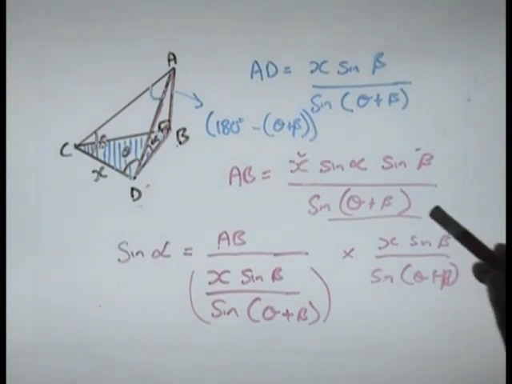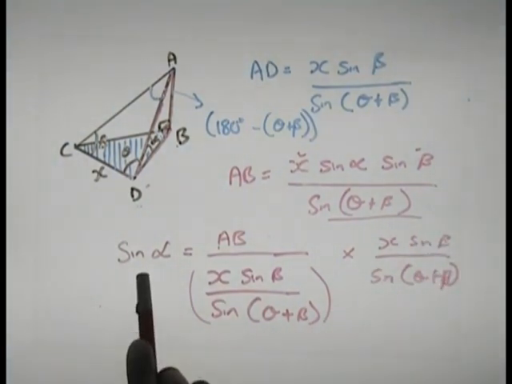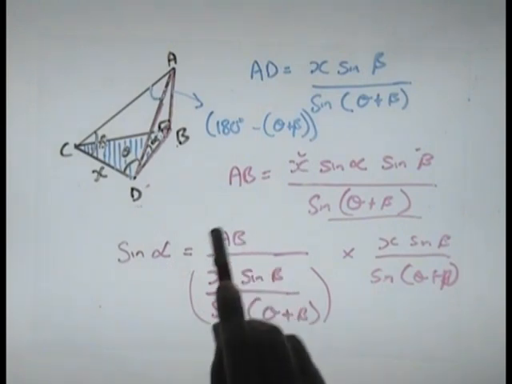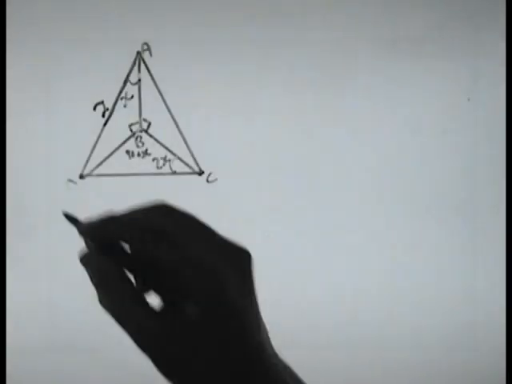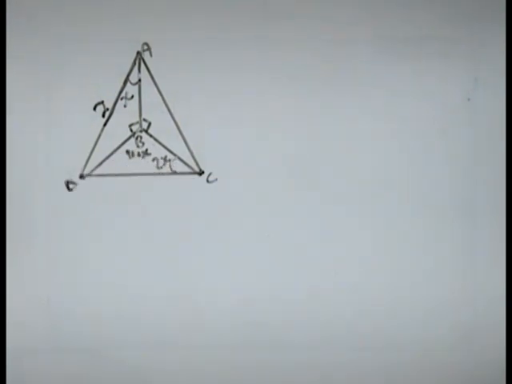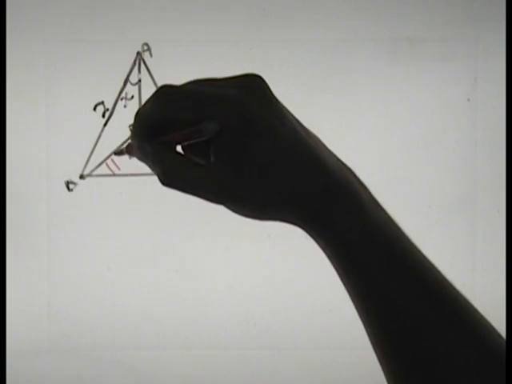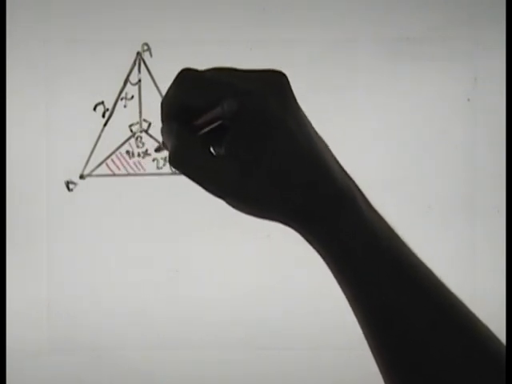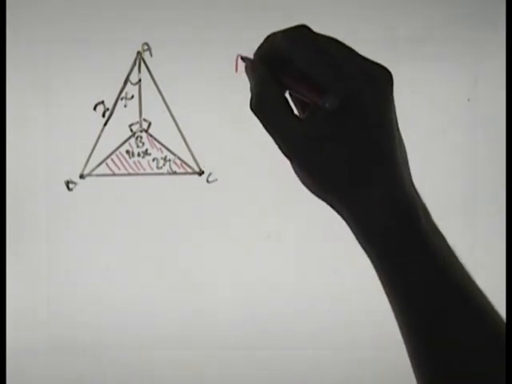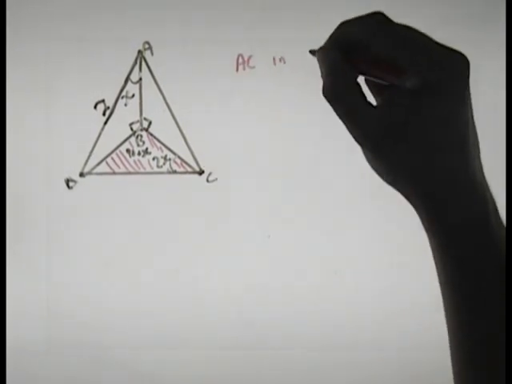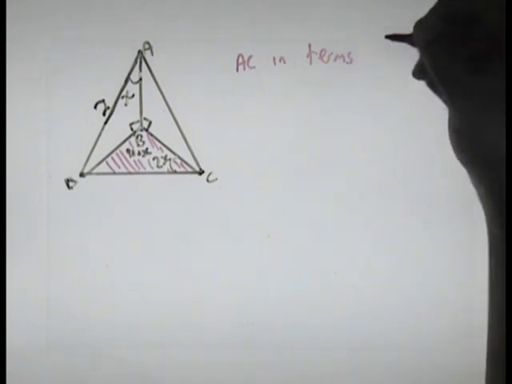Beta plus beta is exactly that, multiplied by sine alpha is equal to AB on its own. The next one I gave you to do gave triangles ABC, ADB and BDC, which is in the horizontal plane, and I asked you to find AC, or rather to express AC in terms of x.